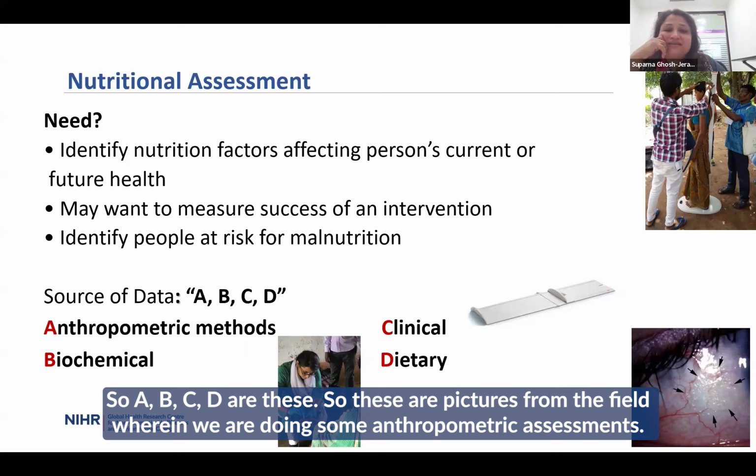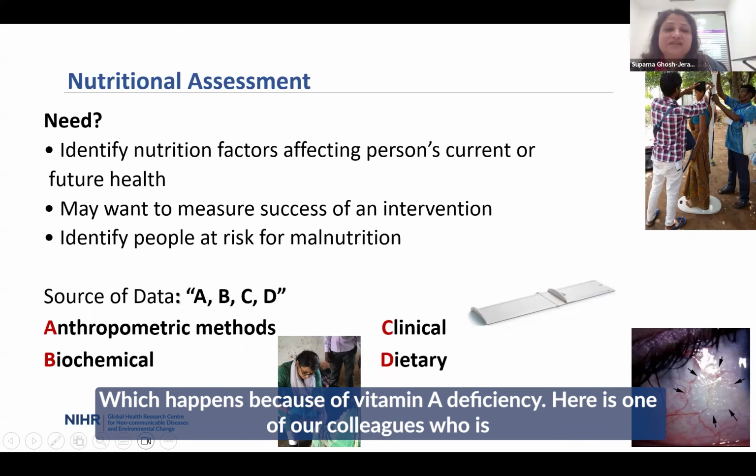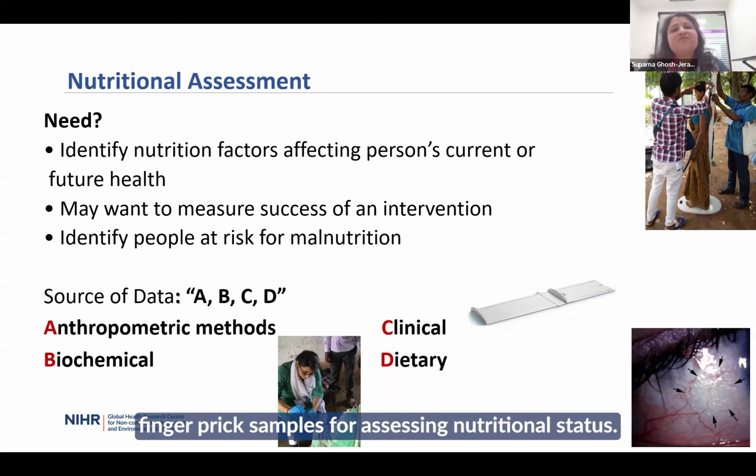So A, B, C, D are these. These are pictures from the field wherein we are doing some anthropometric assessments. For clinical assessments or clinical signs and symptoms, this is a picture of a Bitot's spot, which happens because of vitamin A deficiency. Here is one of our colleagues who is doing field level biochemical assessment by taking finger prick samples for assessing nutritional status.